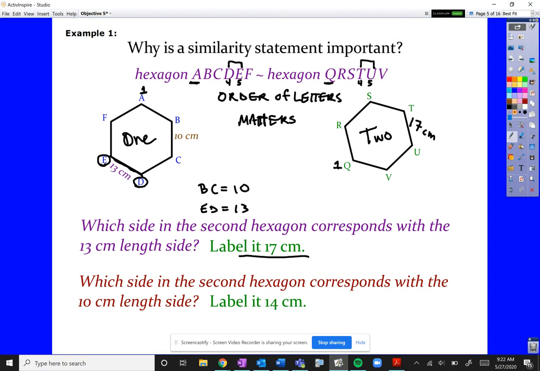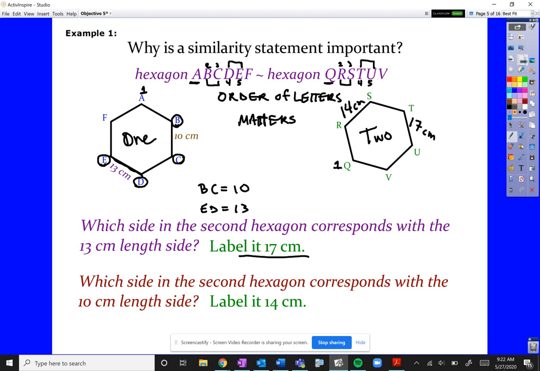Okay, the second thing, it says which side in the second hexagon corresponds with the 10 centimeter side. The 10 connects B to C, which is positions 2 and 3. So we need to go find the side in the second hexagon that connects 2 and 3. That would be R to S, and we will label that 14. So that's why the order is so important. It helps us determine which letter positions to connect to make things similar.